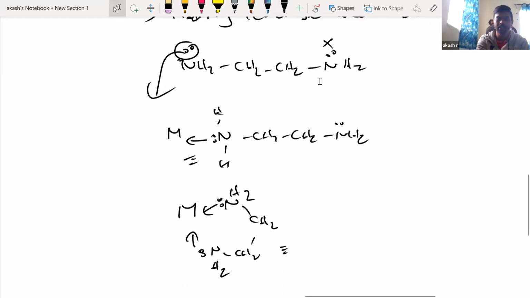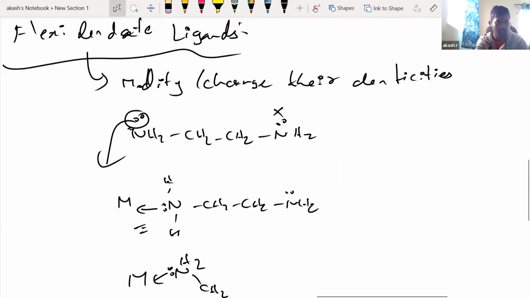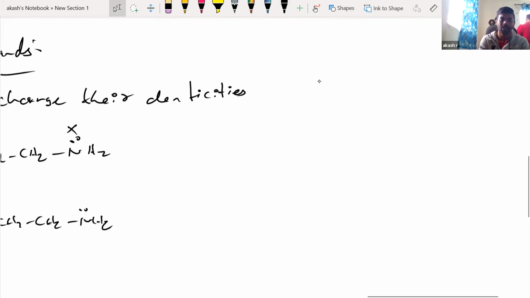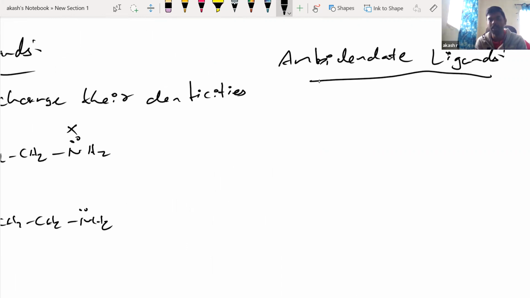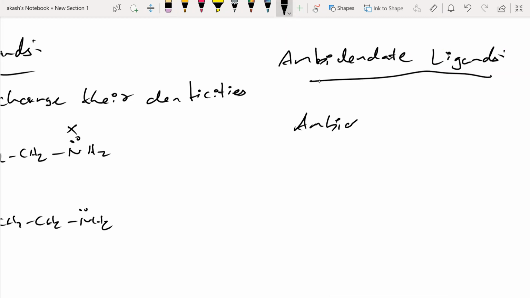Now there is another kind of ligand, also based on denticity. You have something called ambidentate ligands. You might have seen this in haloalkanes and haloarenes, something like ambident nucleophiles. Do you remember? Like KCN. Two sites will be there, but at a time only one will interact.